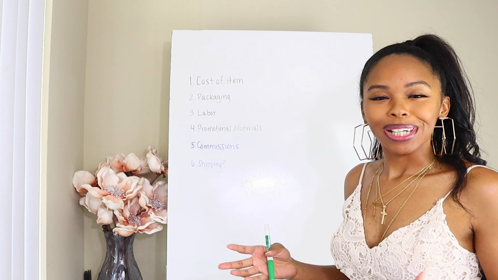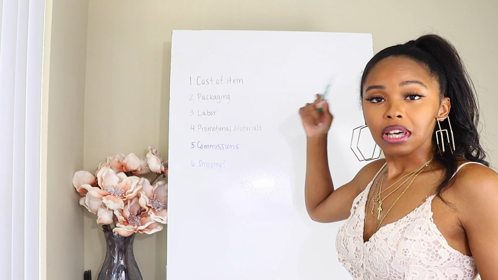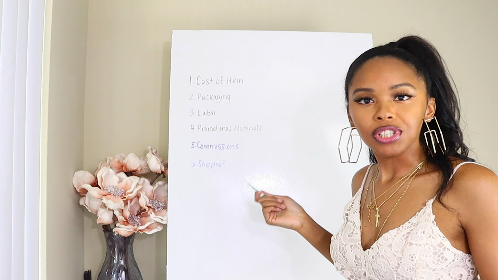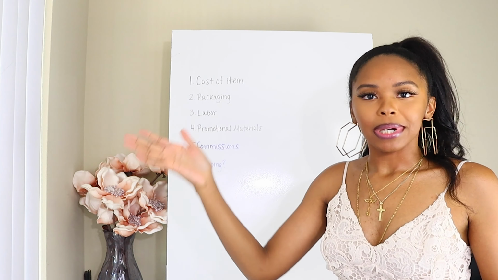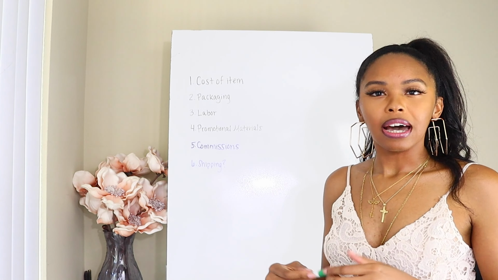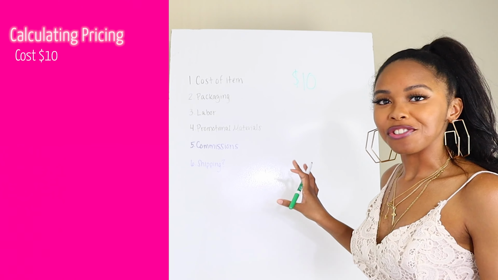So let me run through an example of how you'll create your pricing. So let's start with the cost of the item because that's of course most important. That's usually your starting point. So let's say I'm buying an item, whatever item I decide to buy, and the cost of that item is $10. I'm going to try to write it big so hopefully it makes it easier for you guys to read.